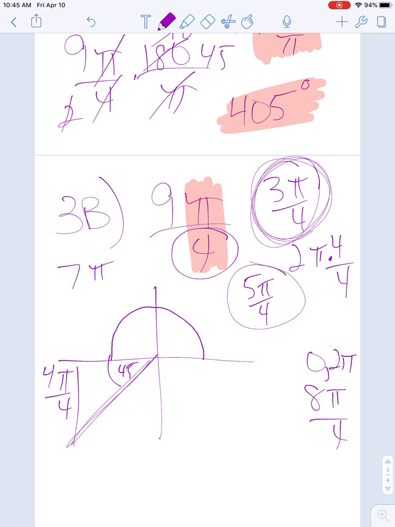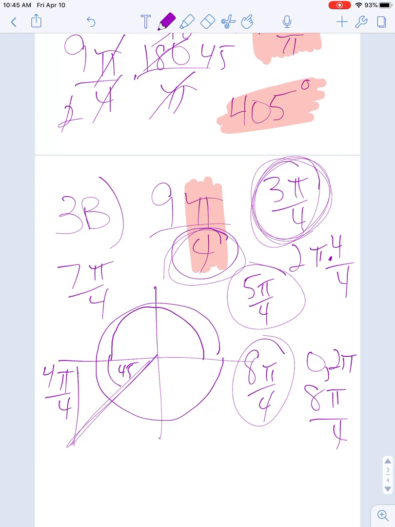7 pi over 4. What quadrant is 7 pi over 4 in? Well, this is 8 pi over 4 over here, because that's 2 pi, and I want the 4 in the bottom. So if I rotate all the way around to 8, I don't want to get to 8, I only want to get to 7. That tells us it's in the fourth quadrant.